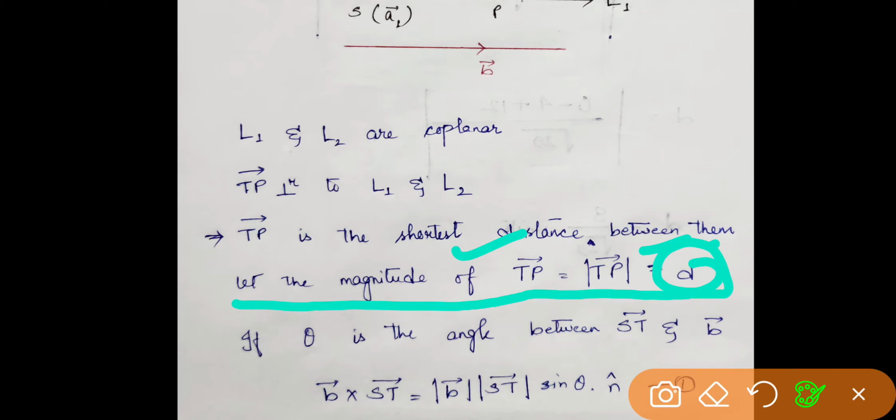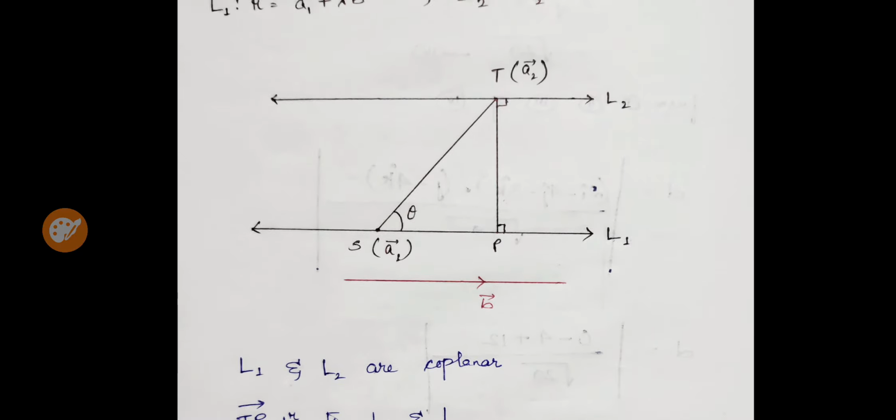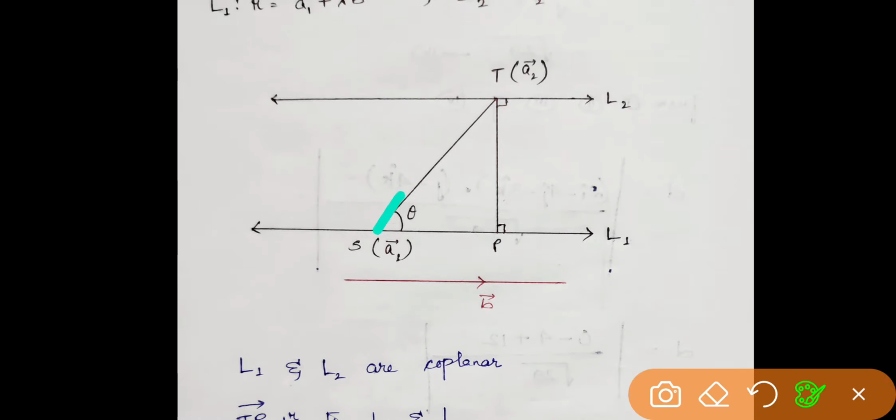So I am taking TP as D. So now theta is the angle between ST and B. Now see, why did I say ST and B? This is our ST and this is SP. But SP is also parallel to BQ.